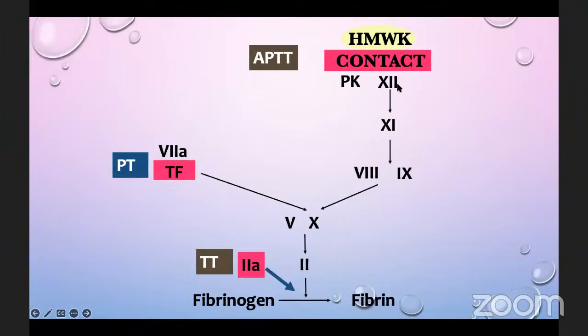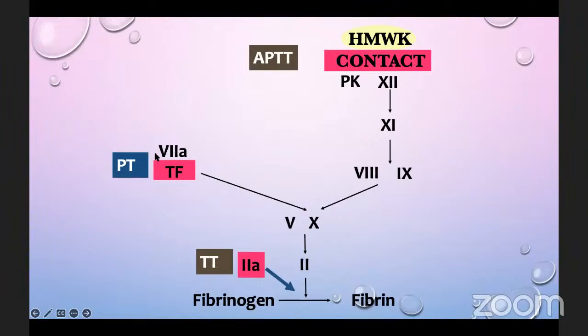And of course, this is where the other factors are involved. So you have factors 12, 11, 9, and 8. And then subsequently your common pathway, or factors 10, 5, and 2, as well as your fibrinogen. All right. So the PT is usually affected if you have problems with the extrinsic pathway. APTT is affected when you have problems with the intrinsic pathway. And of course, the thrombin time basically shows you the integrity of your fibrinogen.